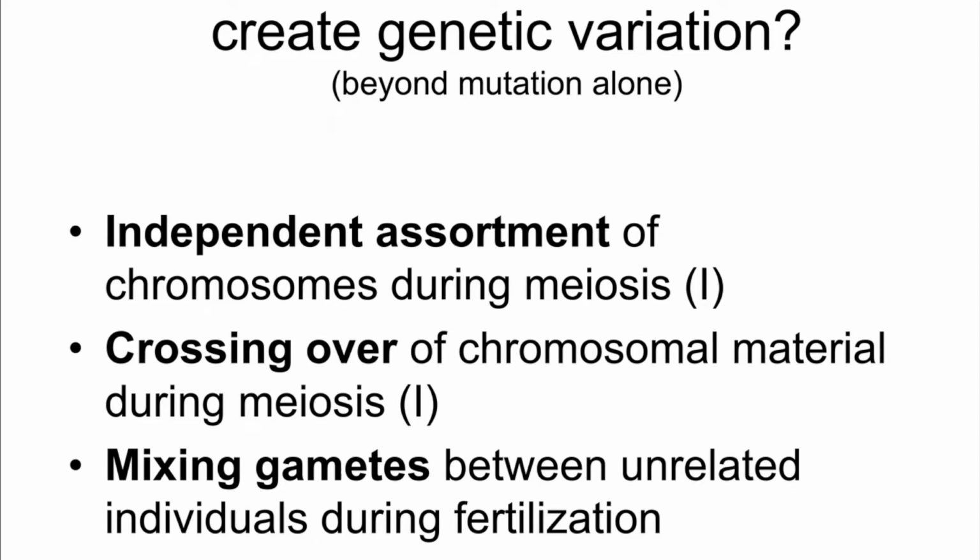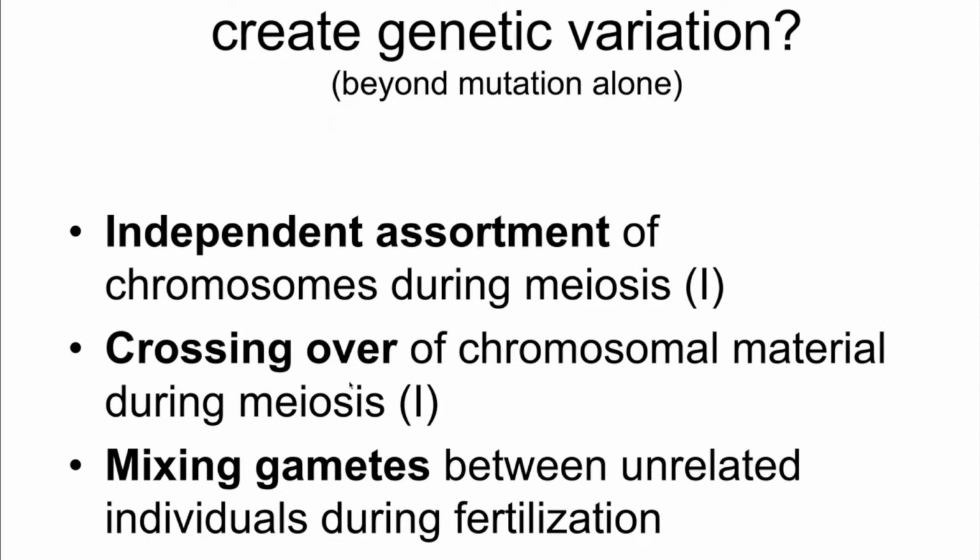So let's first talk about meiosis. Meiosis involves a couple of important processes, specifically independent assortment of chromosomes during meiosis 1 and something called crossing over of chromosomal material during meiosis 1. These two processes are really important for creating genetic variation, as is this other process of mixing gametes between unrelated individuals during fertilization.